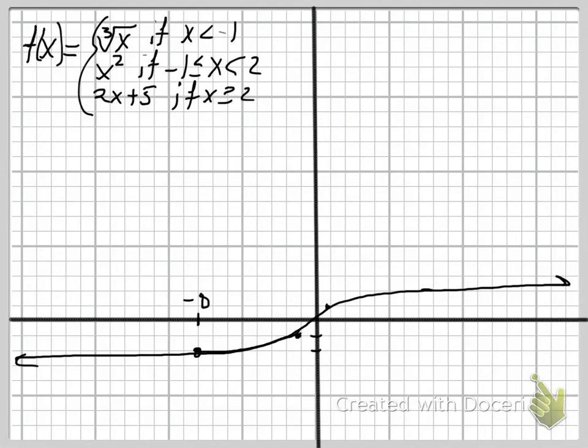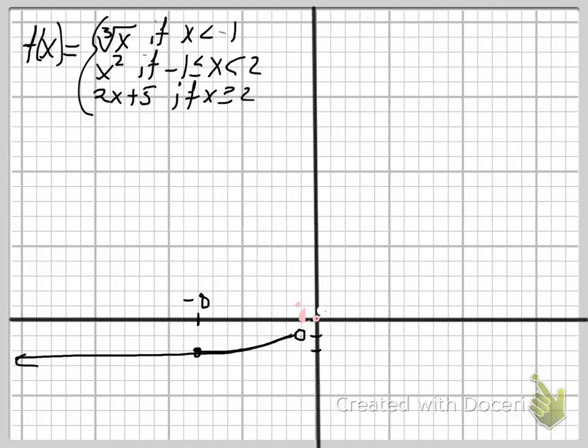So we're going to erase everything up to the -1 right here. We're going to go ahead and erase all that all the way up to the -1, and then we're going to have an open circle there. Open circle because it's x less than -1.